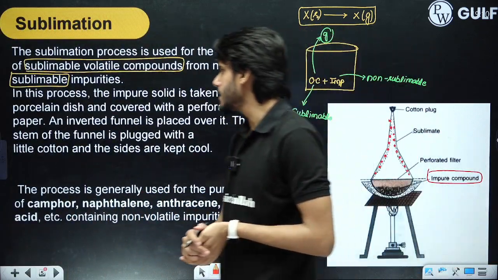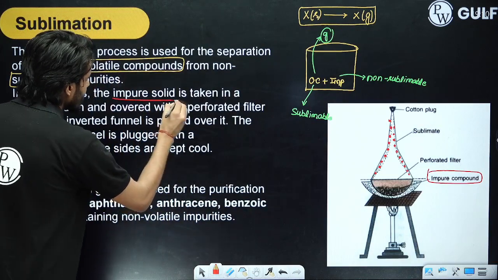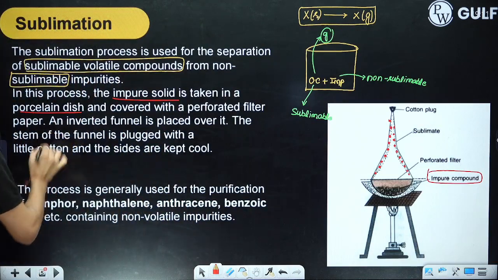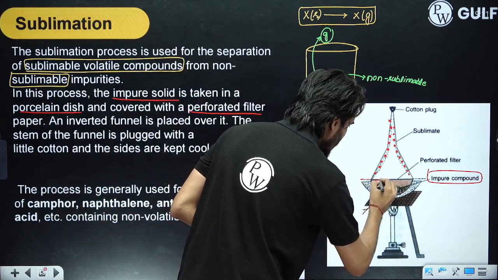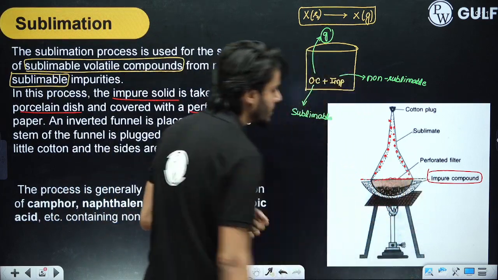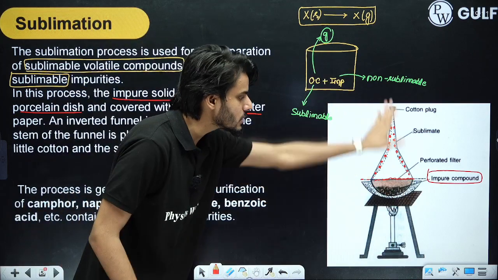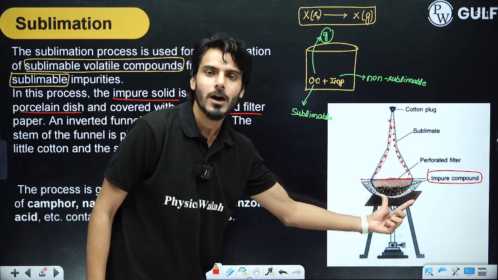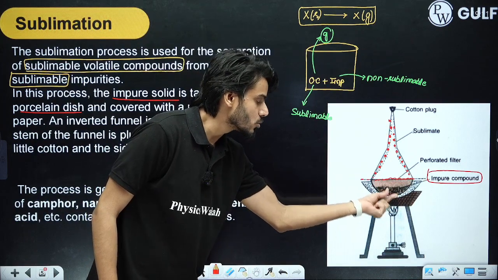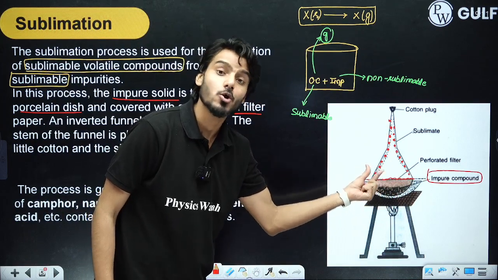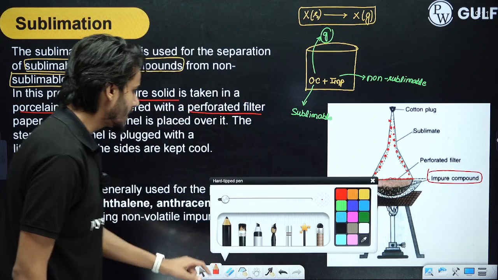Now in this process, the impure solid is taken in a porcelain dish and covered with a perforated filter paper. Guys, you can look at this. This is the filter paper through which the vapor can pass, but not the impurities. Why? Because the impurities are completely in solid state, so they cannot pass the filter paper. They are non-sublimable.